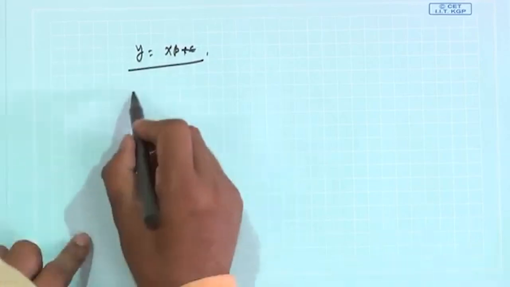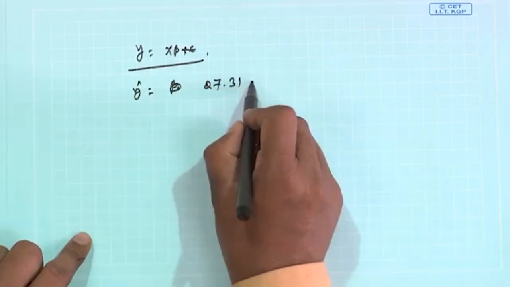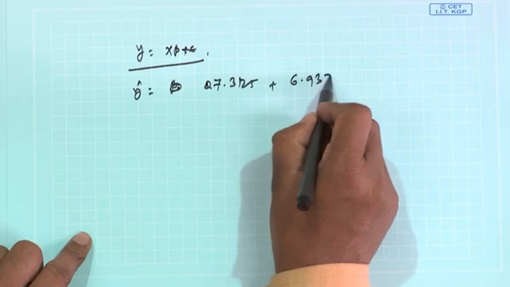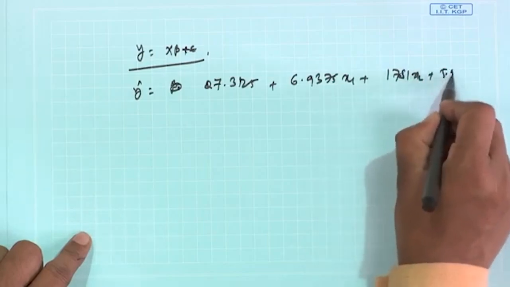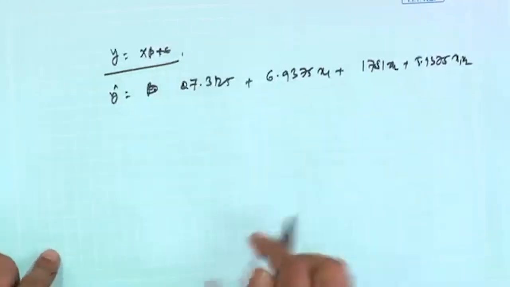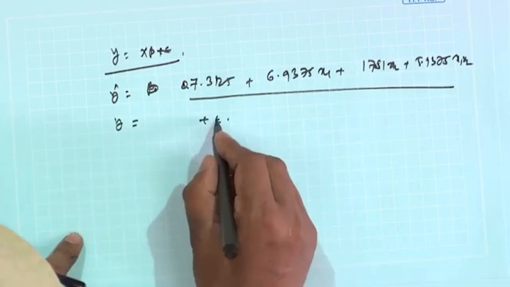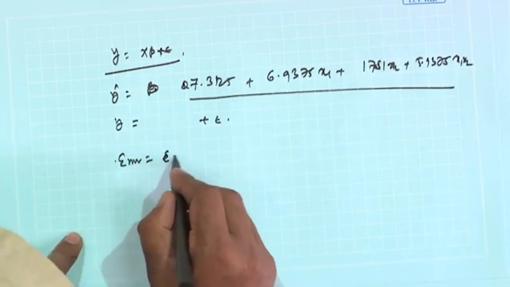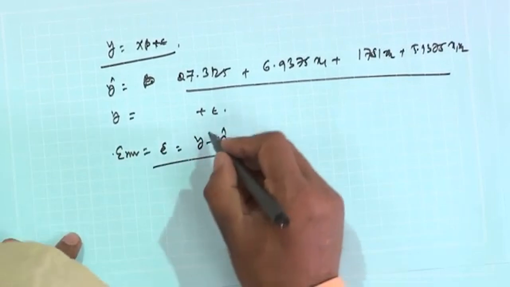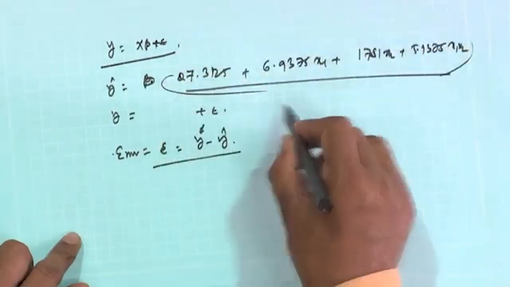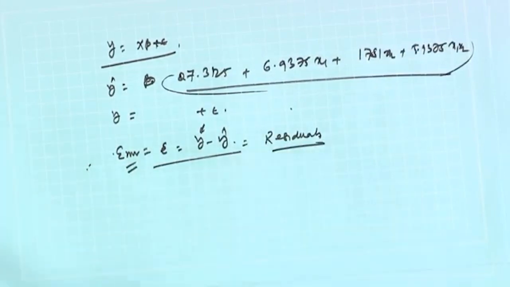Now, in this example, y star is basically beta 0, or straight away I can write 27.3125 plus 6.9375 x 1 plus 17.81 x 2 plus 5.9375 x 1 x 2. Okay. And what is y? y is this plus epsilon. So the error, if I write E or epsilon, equals y minus y cap. y values are known, and the y cap value you will find out using this equation. Then all the errors, when estimated, are known as residuals, so residuals will be known.